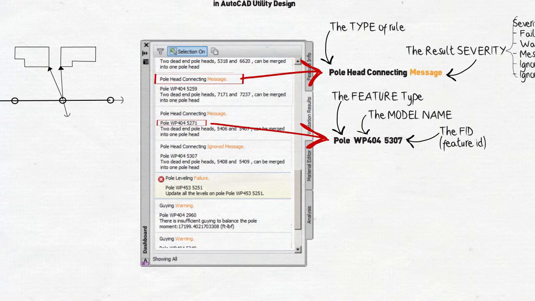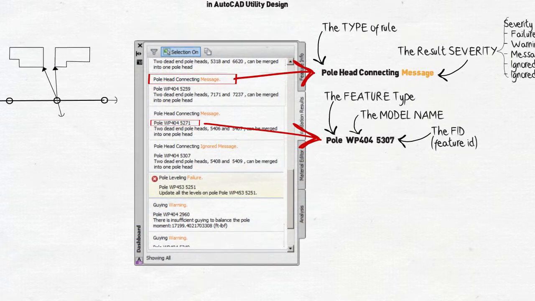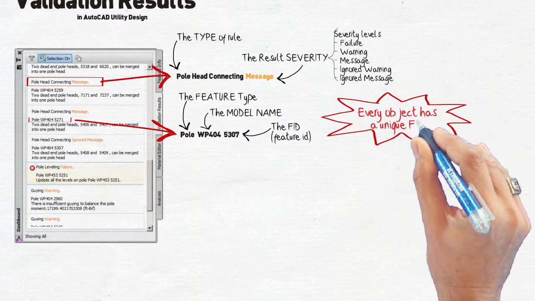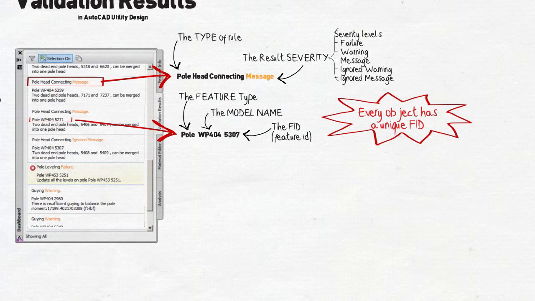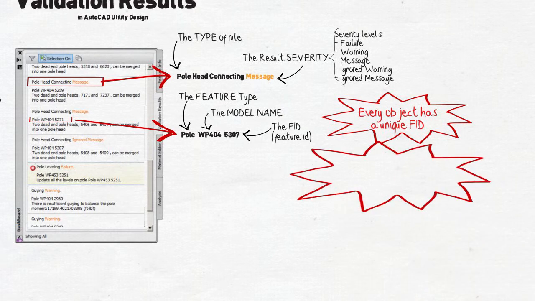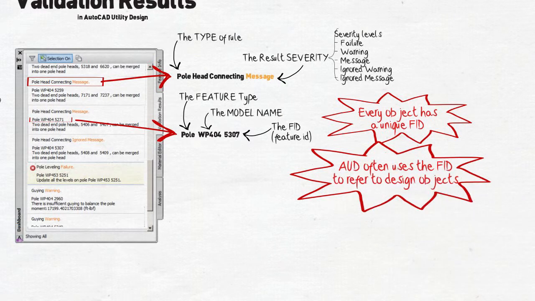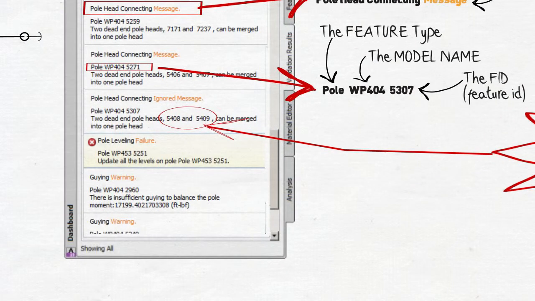Now, this all could use a bit more explanation. Every object in utility design has a FID, or feature identifier. The FID is a unique internal identifier. The FID can be quite useful, as AUD often uses the FID to refer to specific design objects. So for example, here you can see that in the next message there are 2 FIDs referenced, and you'll know therefore exactly which pole heads are being referred to.